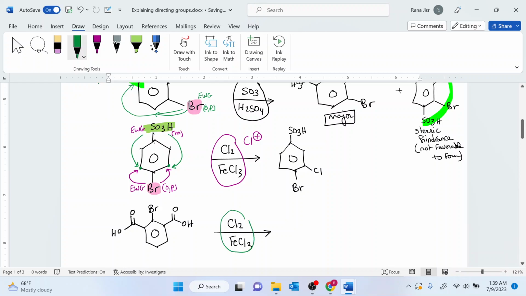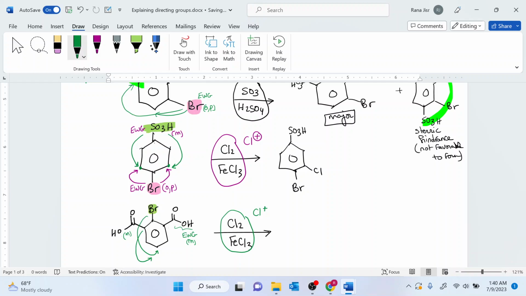So here I am adding the Cl positive. Let's check if the groups reinforce each other. So let's start with the bromine. The bromine directs the ortho and the para. The ortho positions are both occupied. So the bromine is going to direct the para position. And then each of these acids are electron withdrawing groups. So they are going to direct the meta position. Of the ortho, they are going to direct the meta position. So this one is going to direct the meta, and this one is going to direct the meta as well.